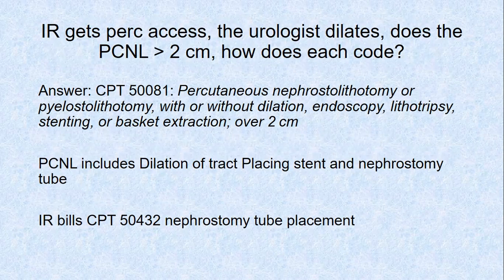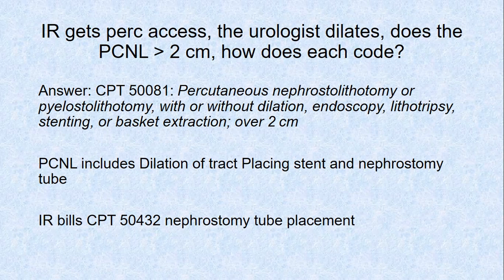Sometimes you may share a surgery such as percutaneous nephrolithotomy along with interventional radiology, and there are different codes. If a urologist performs them all, they can bill multiple codes. If the urologist shares it with an interventional radiologist, we decide what the interventional radiologist bills and what the urologist bills. So for example, interventional radiology gets the percutaneous access, urology dilates and does a percutaneous nephrolithotomy greater than 2 centimeters. How does each service code?